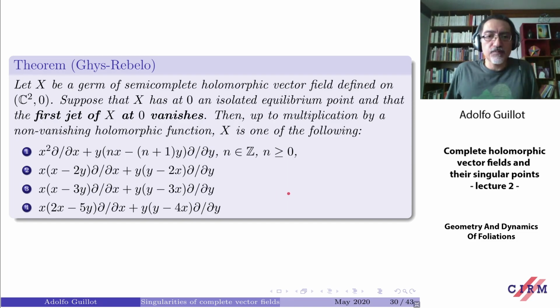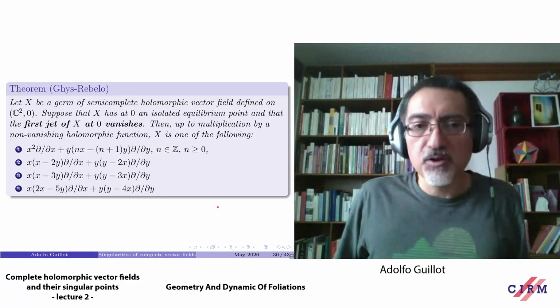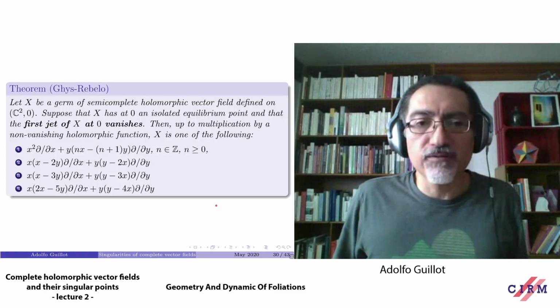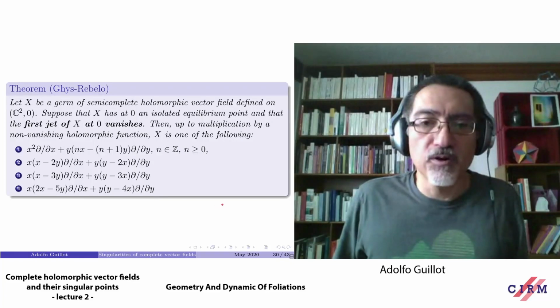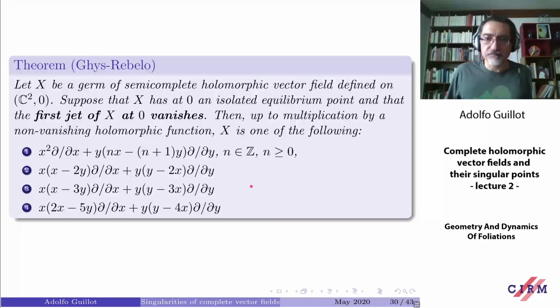And what this theorem tells you is that, under this situation, you know almost everything about the vector field. It tells you that up to multiplication by a non-vanishing holomorphic function, X can only be one of these countable examples. So either it belongs to the first family, the first part here, or it is one of these three sporadic, these three particular cases.